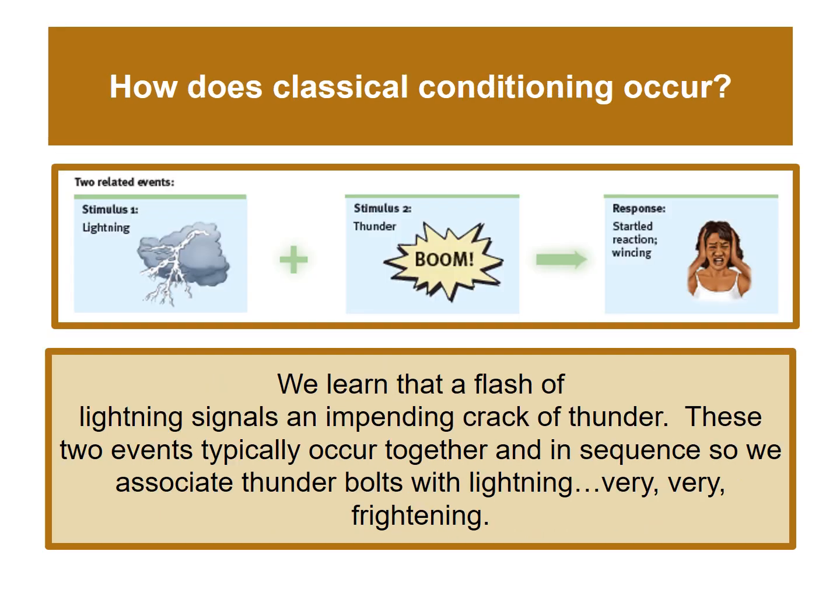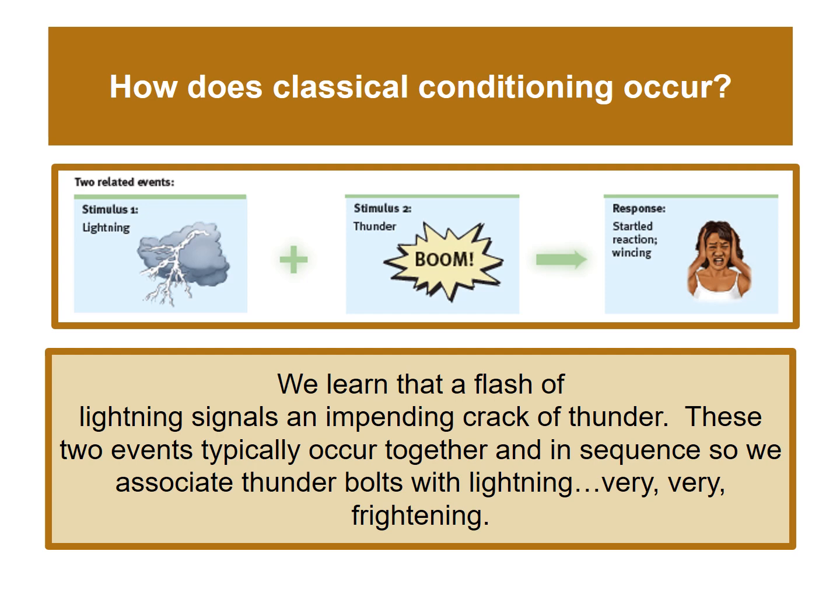So how does classical conditioning occur? It could be two related events. Stimulus number one is lightning. Stimulus number two is thunder. Response: startled reaction of wincing. So we learn that a flash of lightning signals an impending crack of thunder. These two events typically occur together and in sequence.